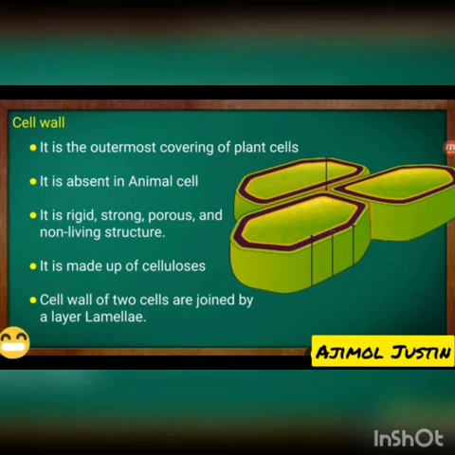and the cell walls of two cells are joined by a layer called lamellae. Here you can see in this figure the yellow colored thing, these are called the lamellae. So cell wall basically is found in plant cell and absent in animal cell. So this is a main characteristic feature which differentiates between a plant cell and an animal cell.